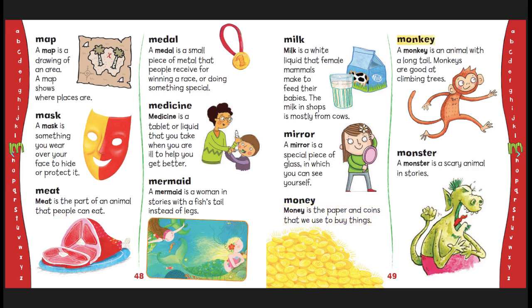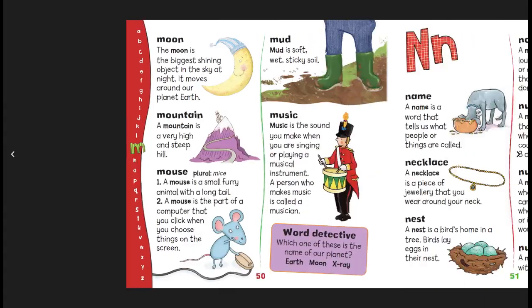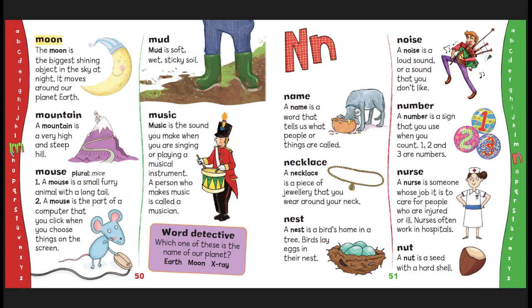Monkey. A monkey is an animal with a long tail. Monkeys are good at climbing trees. Monster. A monster is a scary animal in stories. Moon. The moon is the biggest shining object in the sky at night. It moves around our planet Earth.